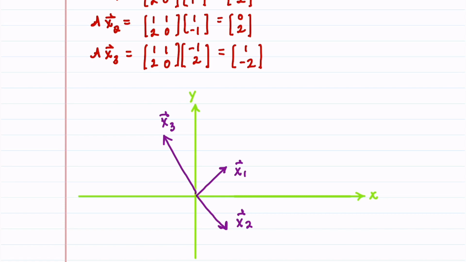Let's now plot Ax1, Ax2, and Ax3. Ax1 is equal to [2, 2], so it looks like this. Ax2 is equal to [0, 2], and we'll plot that here. And then lastly, Ax3 is [1, -2], and that looks like this.